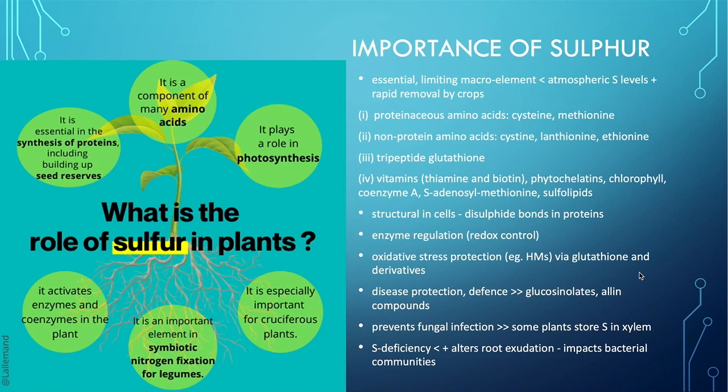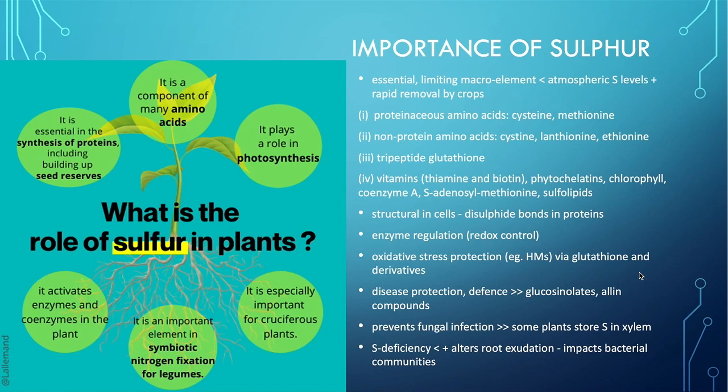Also phytochelatins, chlorophyll. These are all things that you can look up for yourself if you don't understand what they mean. They're all just parts, basically, enzymes and molecules within our bodies and plant bodies that need to be produced in order for them to function. Sulfur also plays a structural role in cells. Disulfide bonds in proteins are formed in order for amino acids to become proteins.